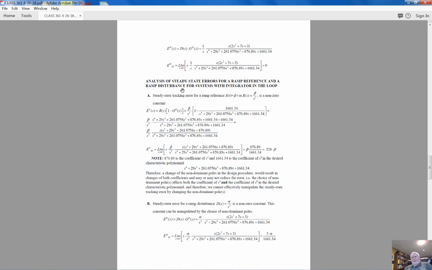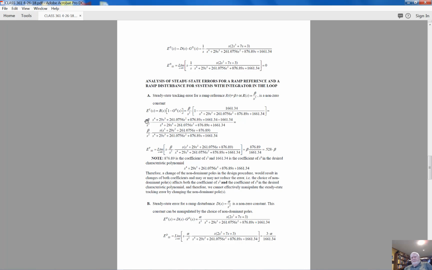The next thing that I want to do is analysis of steady state errors for ramp reference and ramp disturbance for systems with integrators in the loop. Let's work on it. So first of all, we will assume that the steady state tracking error for ramp reference, beta over S squared, and I want you to keep in mind it will be a non-zero constant.